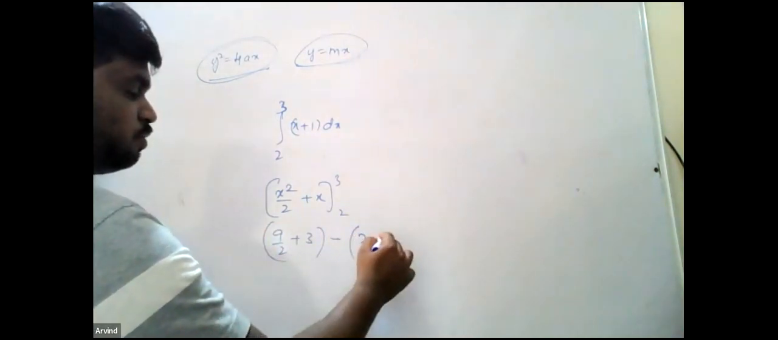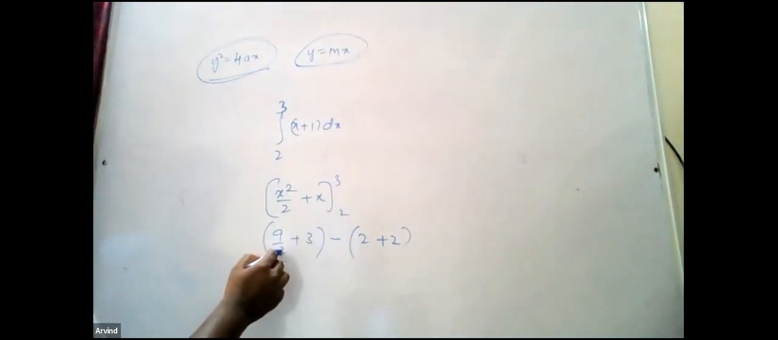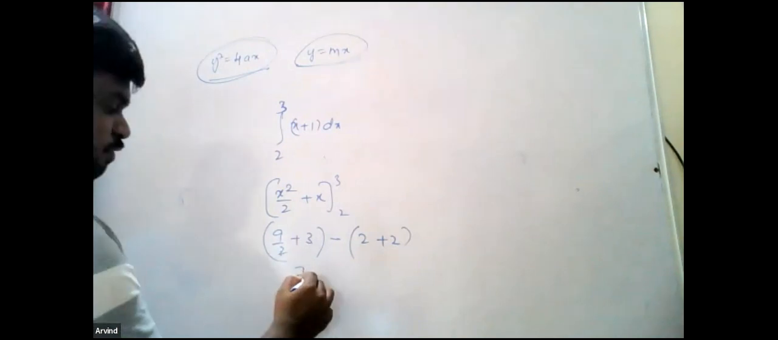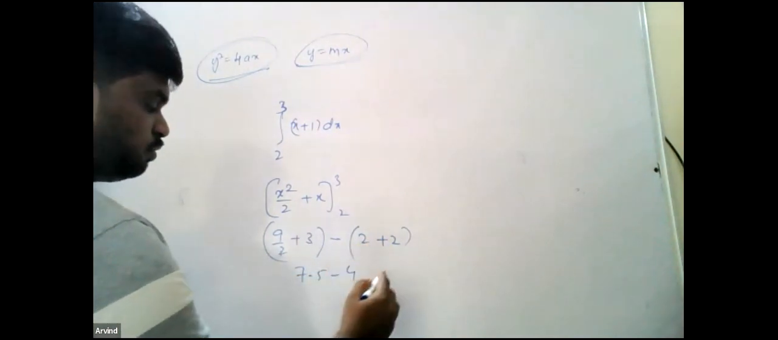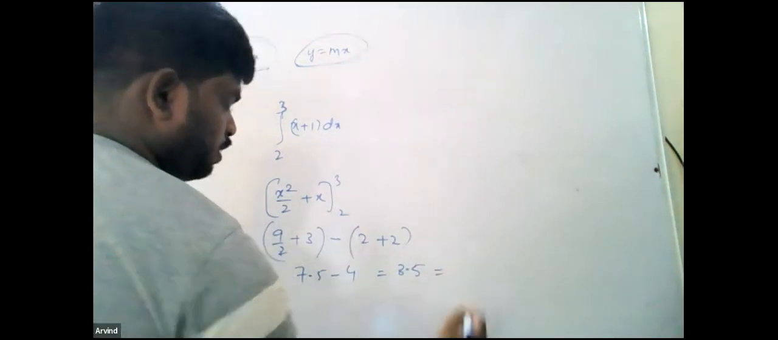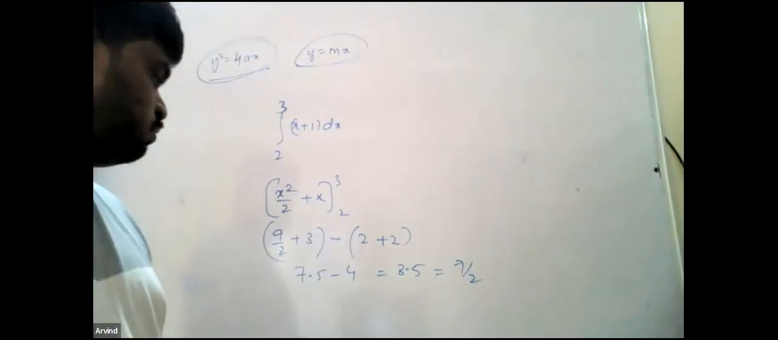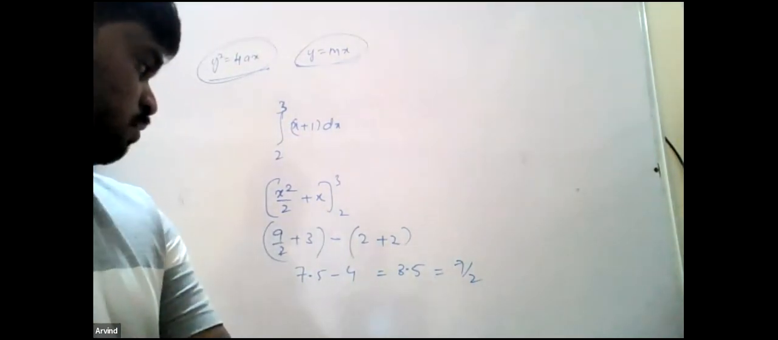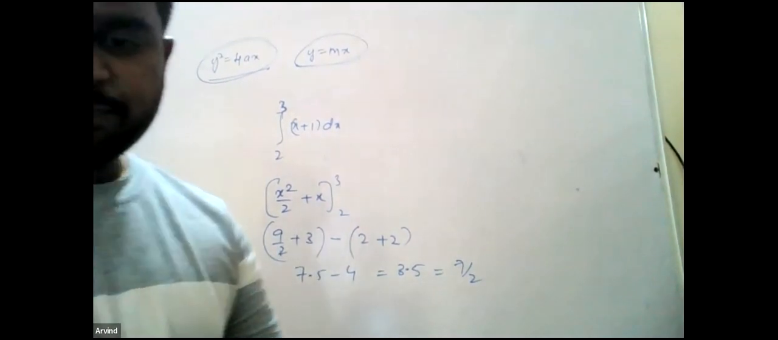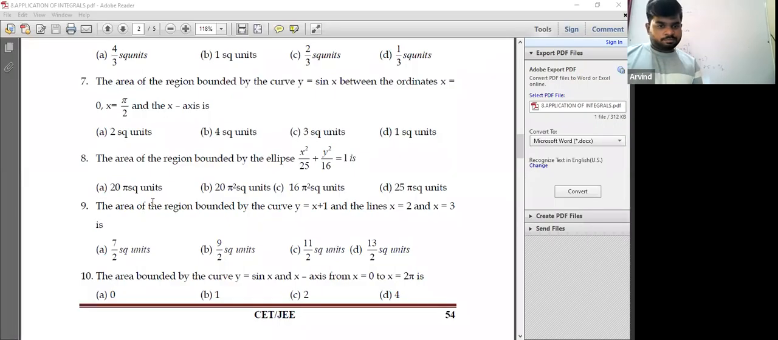2 square by 2 is 2, plus 2. So you get 9 by 2 is 4.5, plus 3 is 7.5, minus 4 will become 3.5. Okay, 3.5 is nothing but 7 by 2. So option A, 7 by 2 square units.